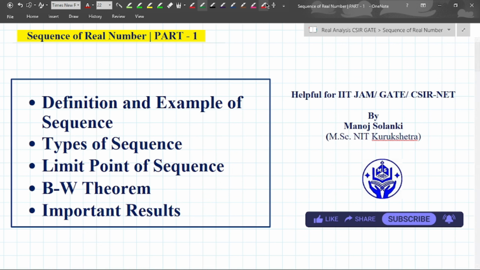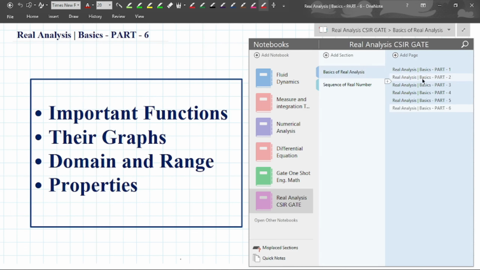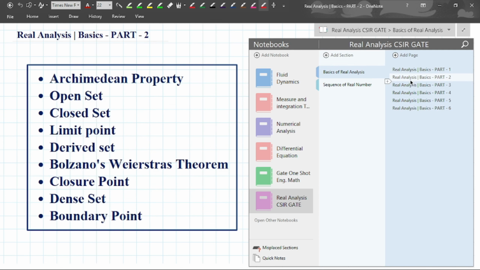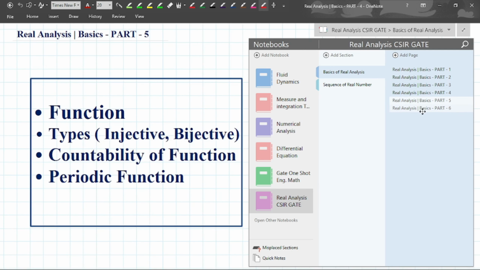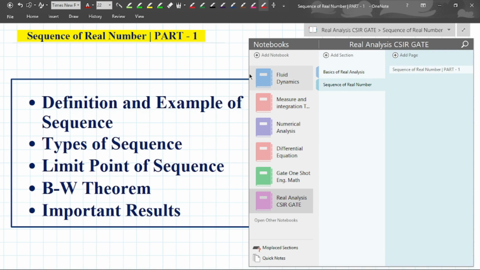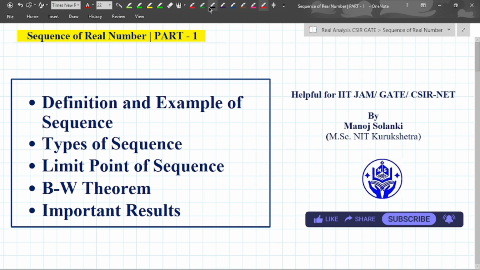In this video I will explain sequence of real numbers. This is part 1, and I'm going to discuss the complete sequence of real numbers. Before that, you can watch my previous videos on basics of real analysis, related to basics of sets, bounded sets, Archimedean property, open sets and closed sets. These basics I have covered in 6 parts in my previous videos. You can visit my playlist and watch those videos.